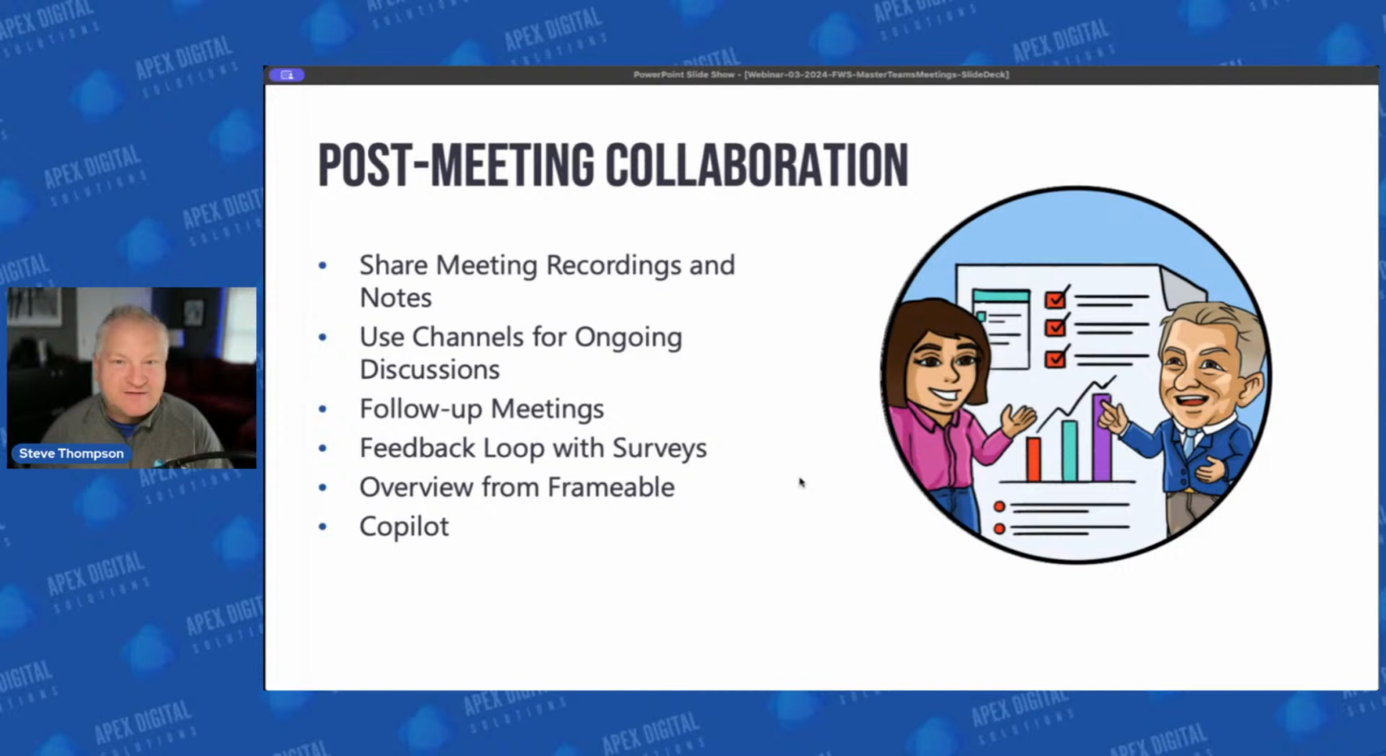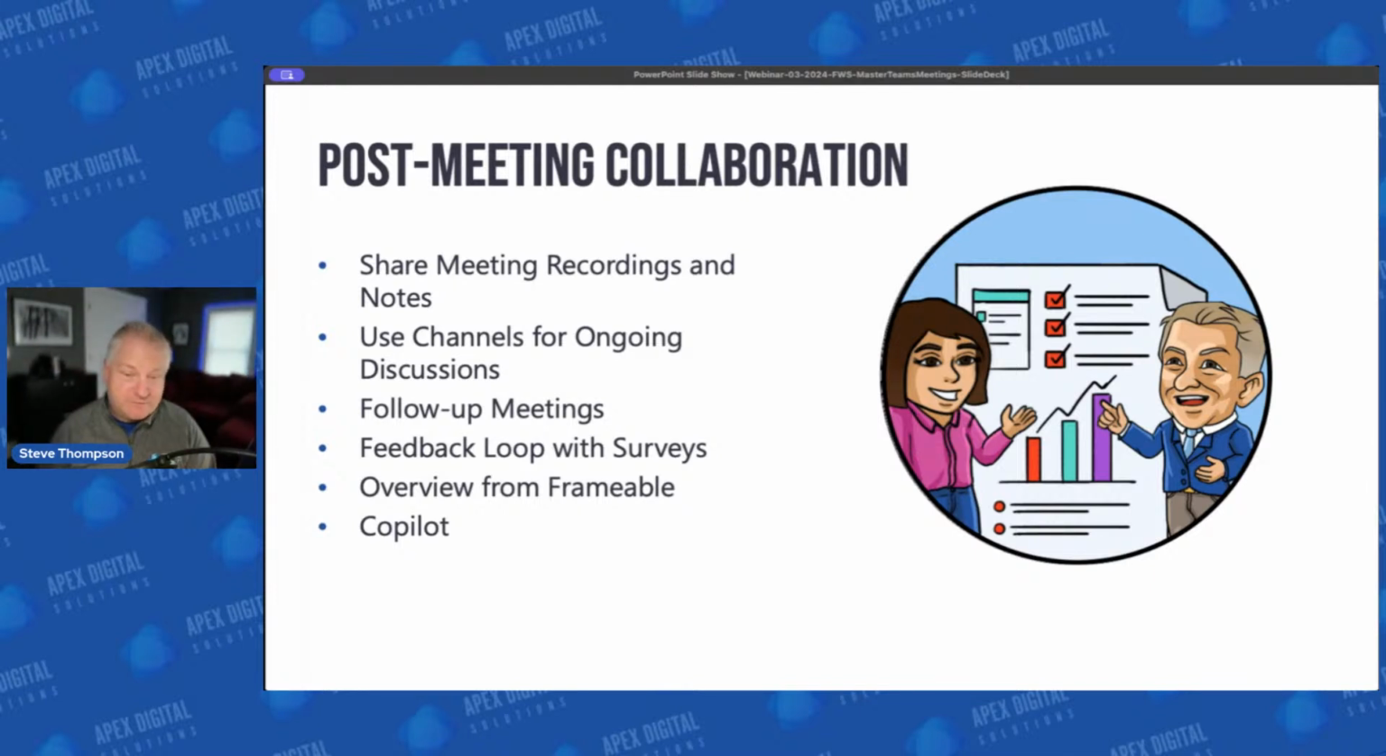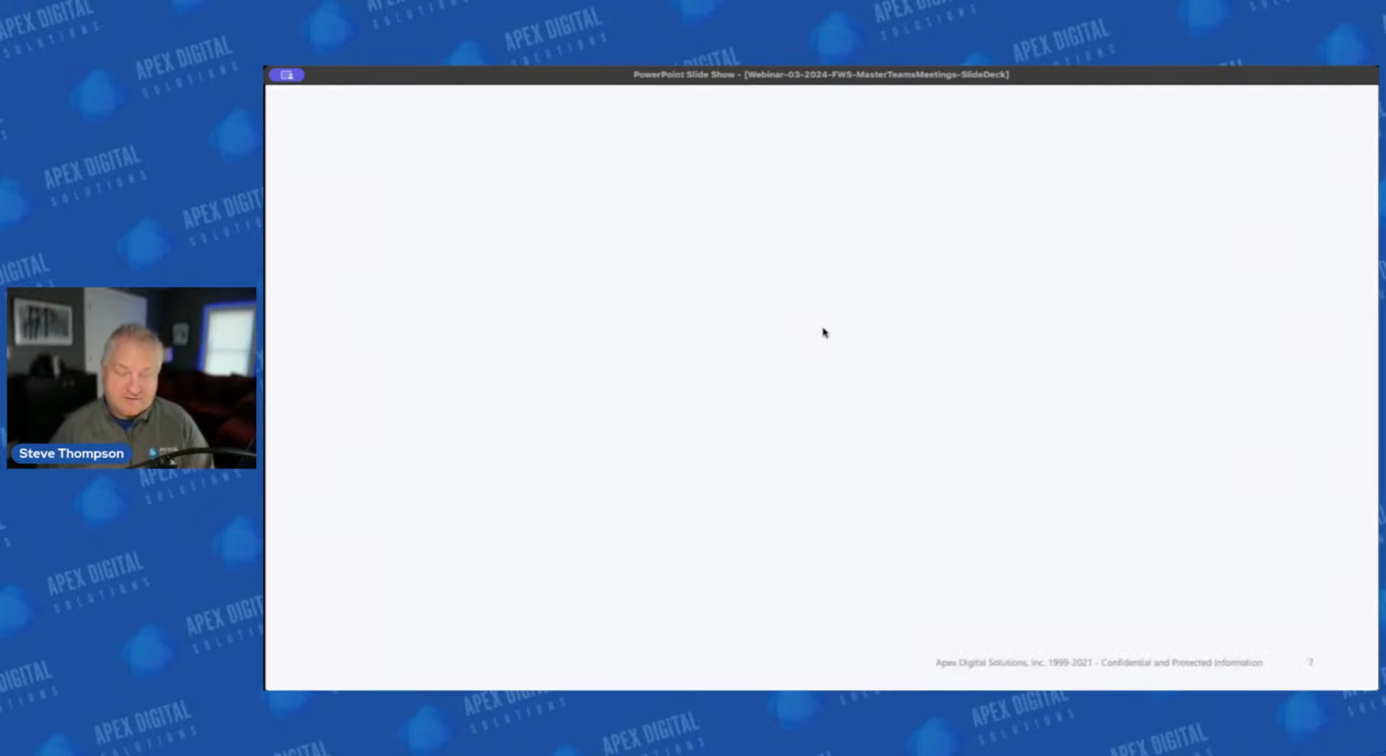So the survey piece, again, 112 ways to skin the cat. Even in our small organization, we have multiple ways to sort of take the pulse of the organization or get feedback. And so know that some of those are incorporated well into Teams meetings.